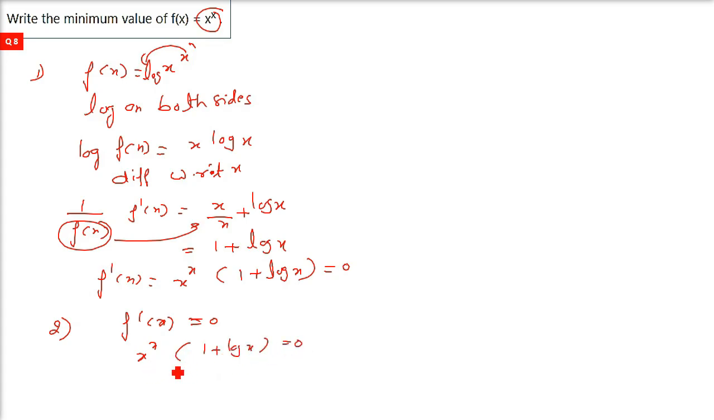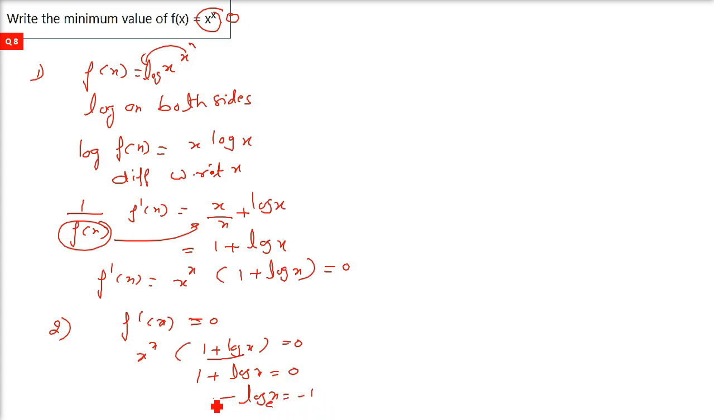And x raised x cannot be 0, because the question is not saying anything about it. But we just think that, okay, x raised x cannot be 0. If it is 0, then what is the point of f(x) having a maximum value? It is not a constant. What do we do? 1 plus log x is the only possibility, it can be 0.